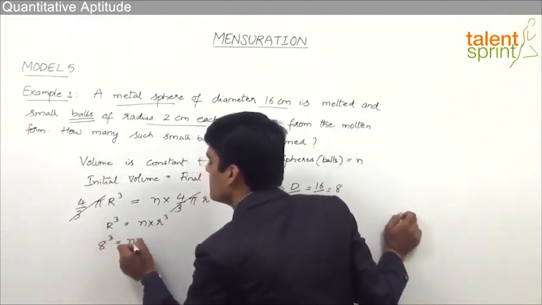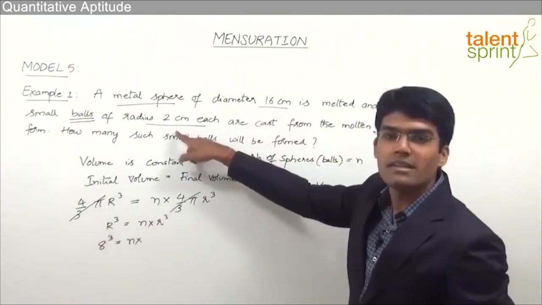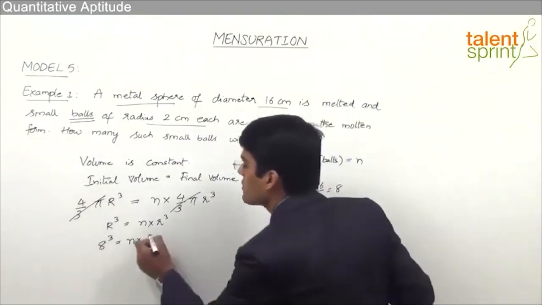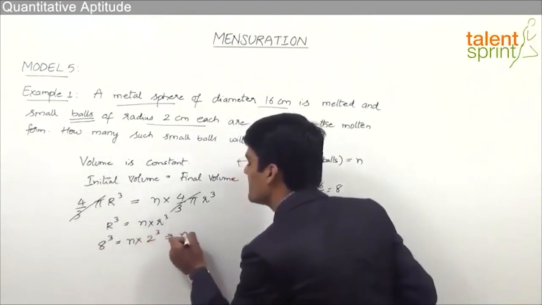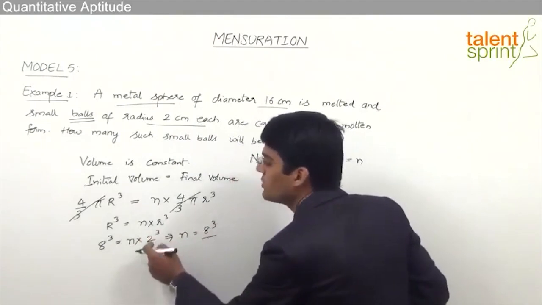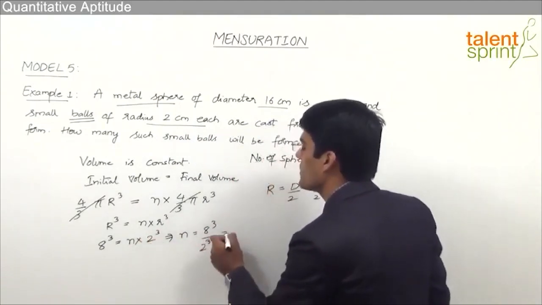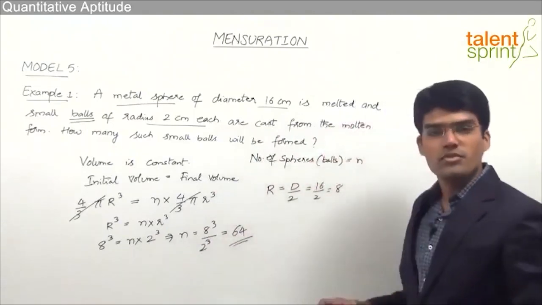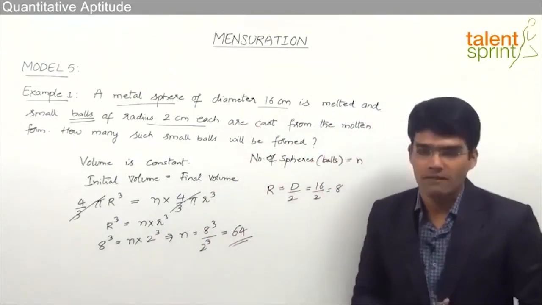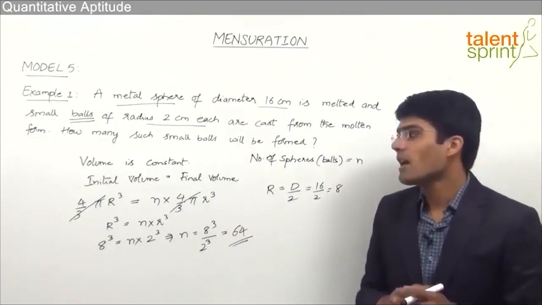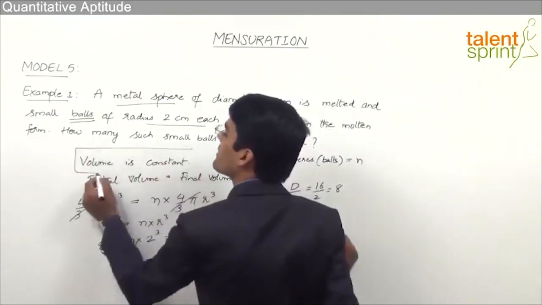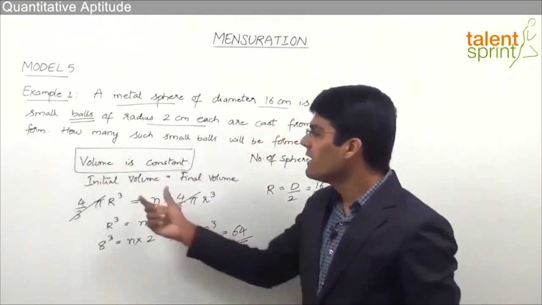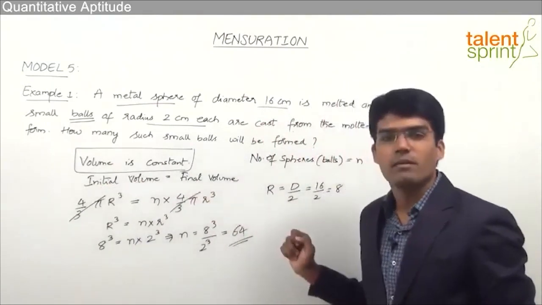This should be equal to n into small r, which is given as 2 centimeters each. That means the radius of each of those small balls formed is equal to 2 centimeters. So this should be taken as 2 cube. By simplifying this, we get n equals 8 cube by 2 cube. 2 cube is nothing but 8. So 8 cube by 8 is 8 square, which is equal to 64. So we can say that the number of small balls formed in such a case will be equal to 64. So this is how we can use this concept of volume being constant whenever a solid is converted from one form to another. So simply apply that total initial volume equals total final volume.